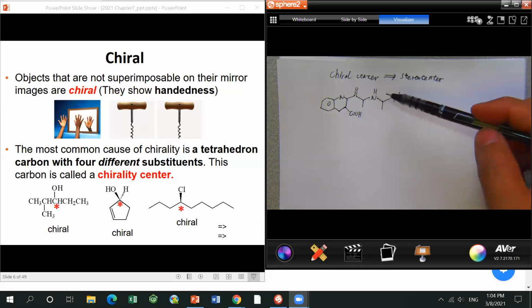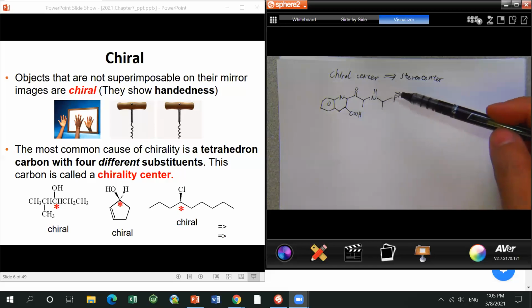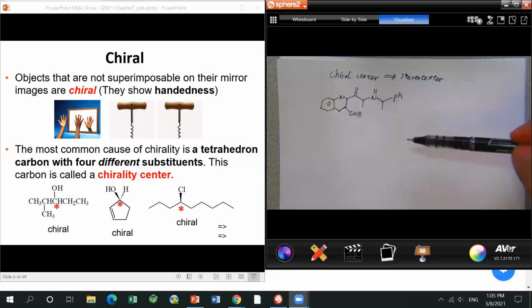If you like, you can turn on the annotation function and label the chiral centers, or just type directly in the chat window. How many chirality centers are in this molecule? Take a try. Keep in mind, so far we've learned only carbon, an sp3 hybridized carbon, meaning four different attachments on one carbon. That will be a chiral carbon.